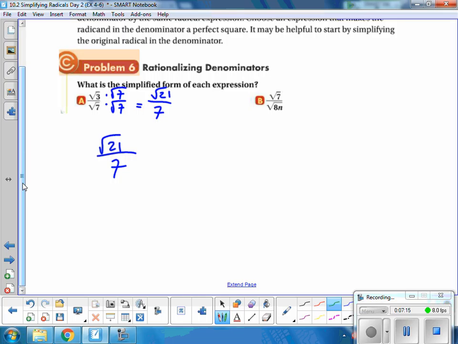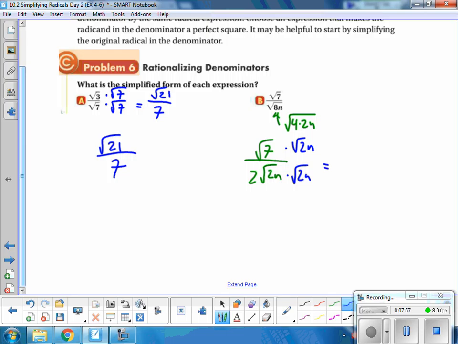So tend to those. Let's look at another one, a little bit more complicated: the square root of 7 over the square root of 8n. I can factor this out, so I want to do that. The square root of 8n is the square root of 4 times 2 times n, and I can factor the 4 out of there. So I end up with the square root of 7 over 2 times the square root of 2n. All right, now I want to deal with the radical in my denominator. So I'm going to multiply by the actual radical itself, but I'm going to do it to both the numerator and the denominator.